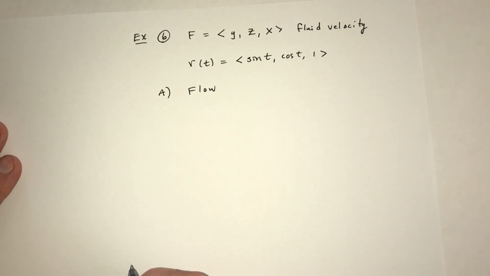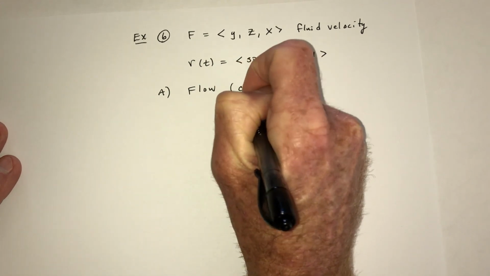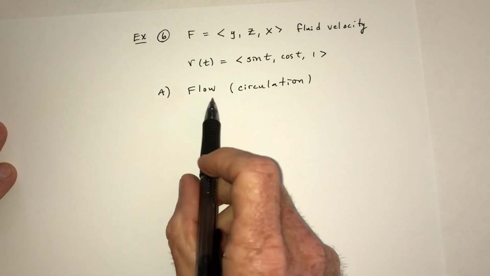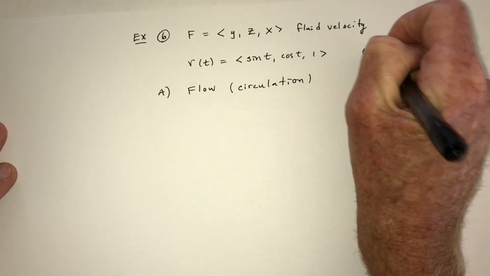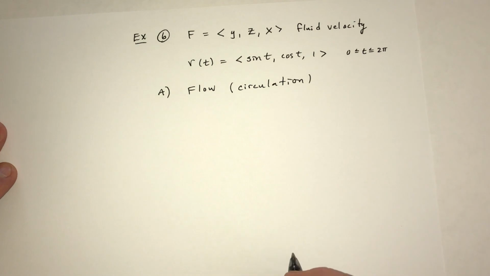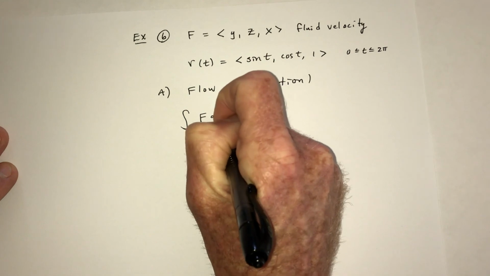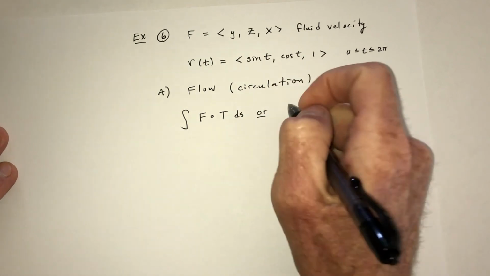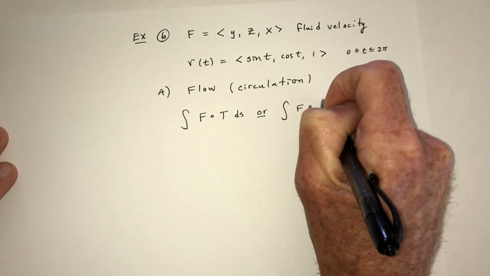So then, part A, calculate the flow. Well, this is a closed circle, so it's actually the circulation. So the calculation is the same whether it says flow or circulation. It's just that this happens to be a closed circle. Oh, I forgot to say, because it's going from 0 to 2 pi. So it's the full circle. So we could do the integral of the F dot product with the T ds. Or there's another way to do it, and that is the tangent vector comes from the derivative.